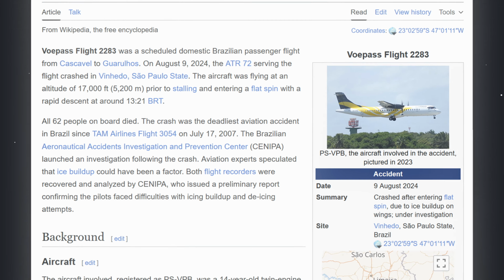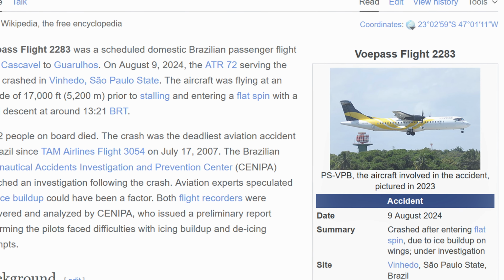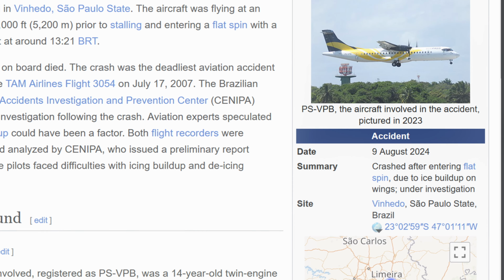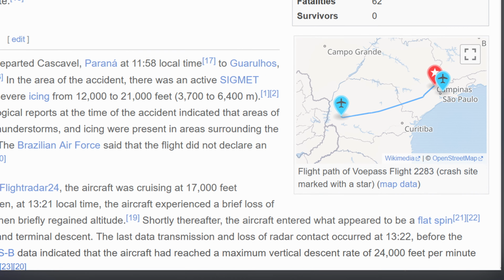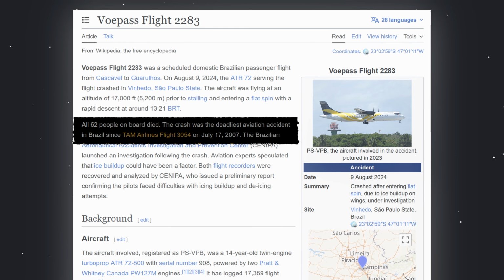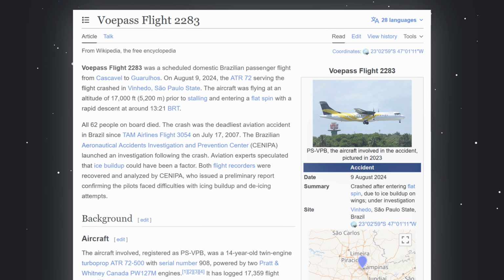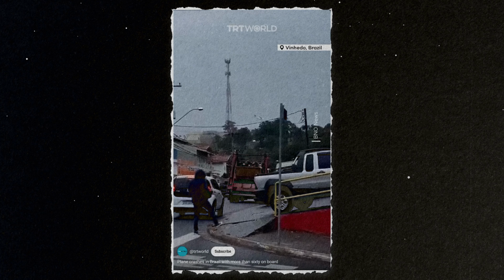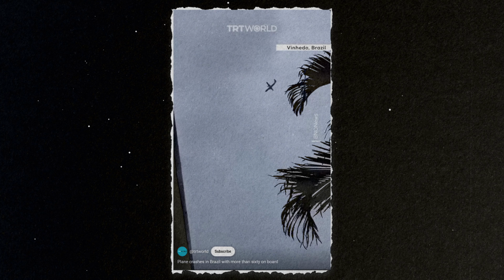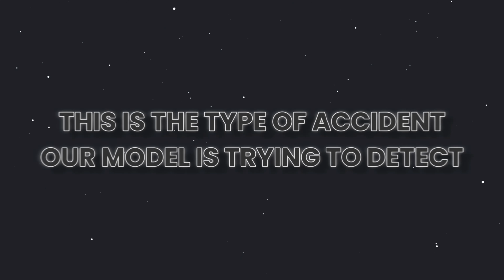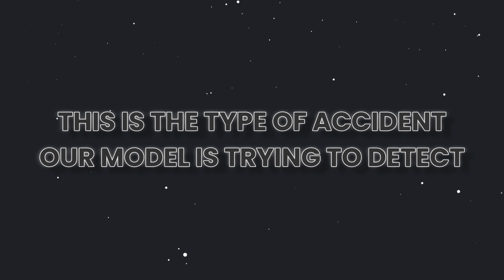Let's take a look at one of the accident flights in our dataset. This is WOPAS Flight 2283. On August 9, 2024, this ATR 72 was on a routine flight from Cascavel to Sao Paulo in Brazil. The crash was the deadliest aviation accident in Brazil since July 2007, killing 62 people on board, unfortunately. According to the report, the aircraft lost speed, triggered a stall warning, and entered a flat spin, completing 5 full rotations before hitting the ground. This is the type of accident our model is trying to detect.